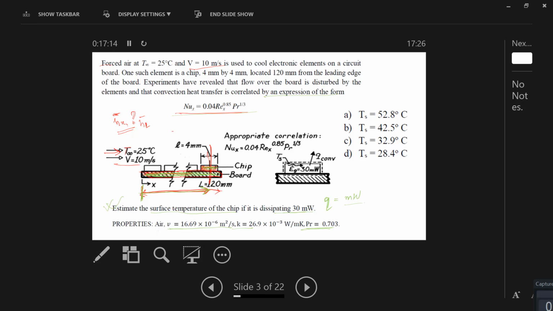So how do I proceed here? The expression for Nusselt number is already given, so from here we can proceed. The Prandtl number is already given here, 0.703, and Re you have to find out. Re_x is given as L into V divided by nu, the kinematic viscosity.